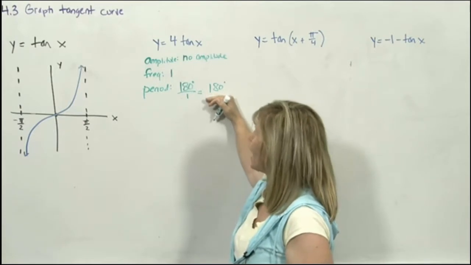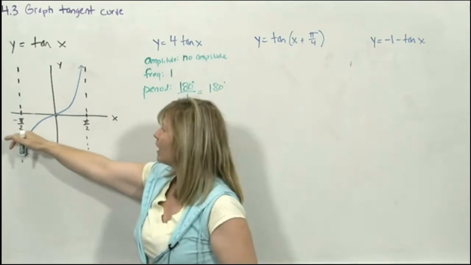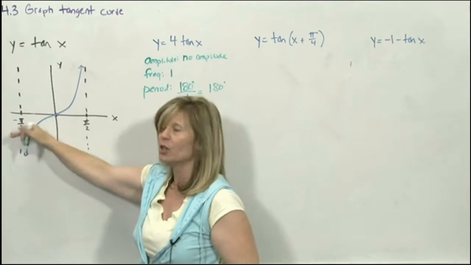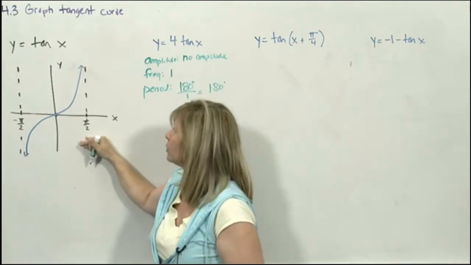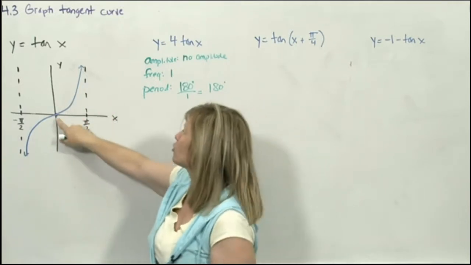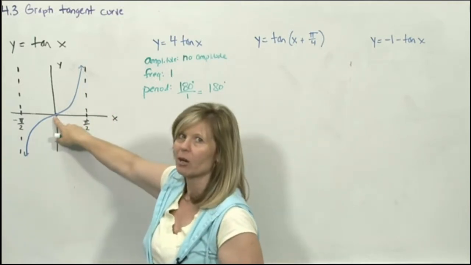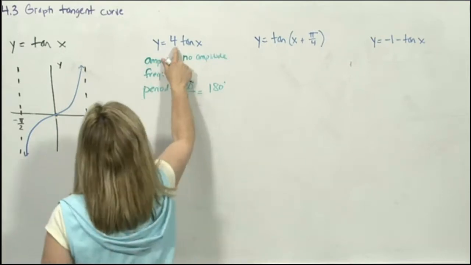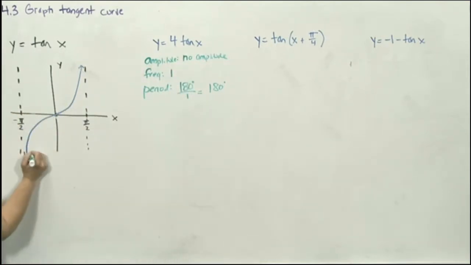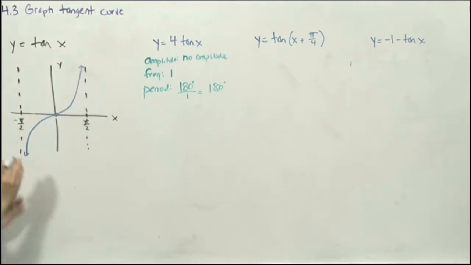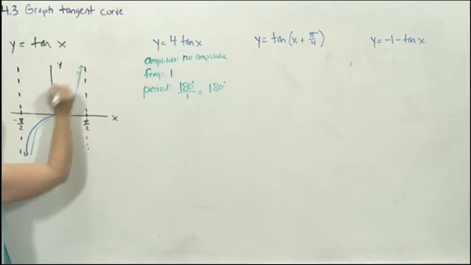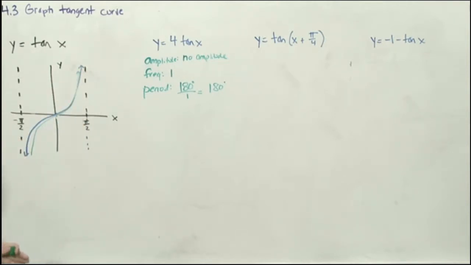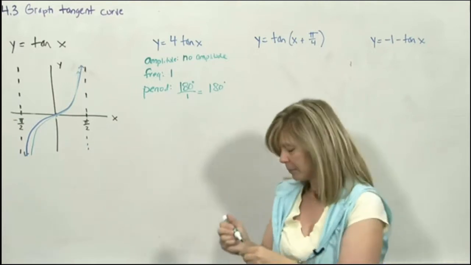If the period's 180, you'd put your vertical asymptote at negative pi over 2. You'd put your vertical asymptote at positive pi over 2. Nothing shifted, so the point for the tangent curve should be in the middle, the origin. All that 4 is going to do is make this curve a little bit steeper. It may not be as wide. It may be a little bit narrow. So it would look something like that, where it narrows off. But that's it.